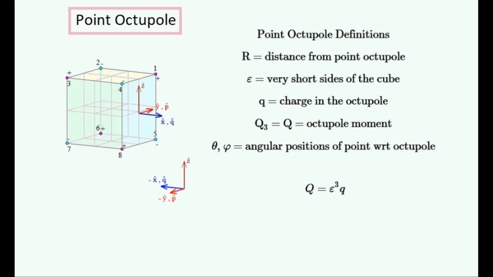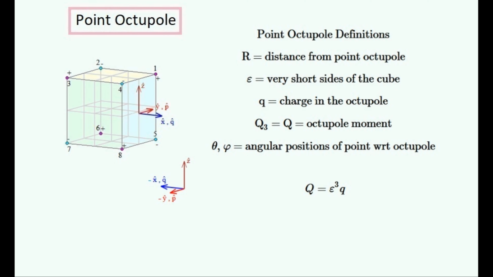Firstly, there is r, which is the distance of an observer from this point structure. Then there is epsilon, which is equal to one of the sides of this cube. Calling the length epsilon implies that it is going to be limited to 0. Then there is q, which is the charge of each corner of this cube. There are positive and negative versions of this charge on each corner, but the magnitude of each charge is equal to q. Capital Q is the octupole moment of this cubic structure.